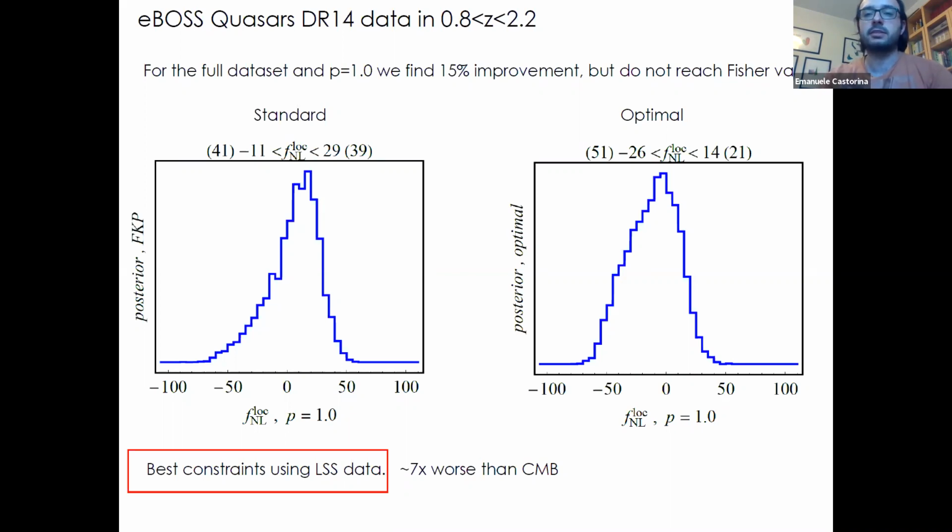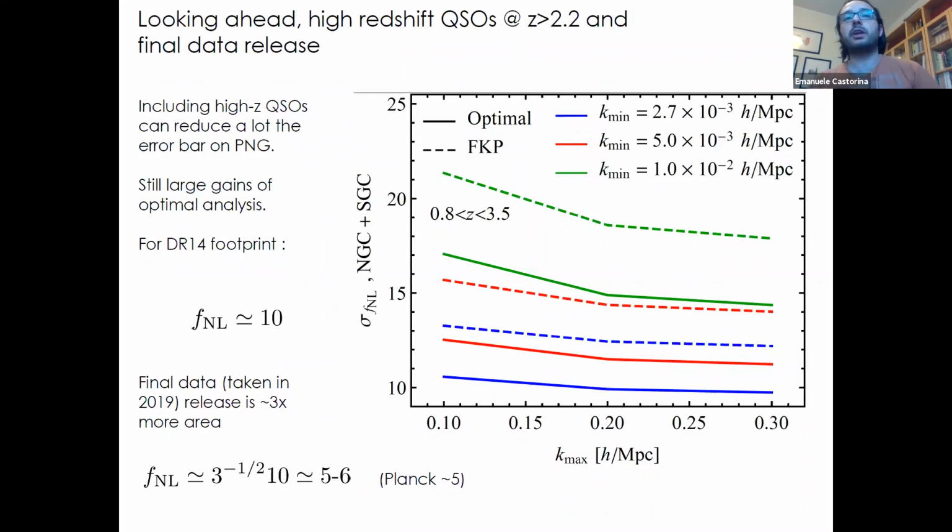I'm going to discuss this briefly because the future actually looks very bright. Because now we have taken quasars, we already have quasars at high redshift. And so already by including those, we should be able to get down to FNL of 10. So this is almost a factor of 2 improvement if you can include the quasars all the way up to redshift 3.5.